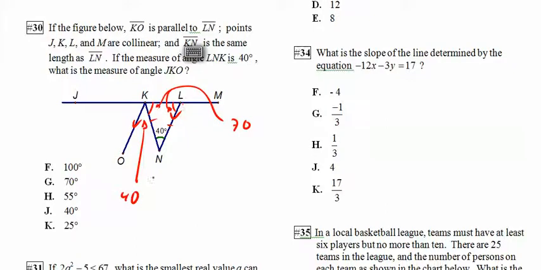Blah, blah, blah. What's the measure of JKO? Well, hard to see with all my drawing. This is 70. This is 40. We want to know what this is. Has to be 70 because these three have to add up to 180. 70, 70, 40. Done.